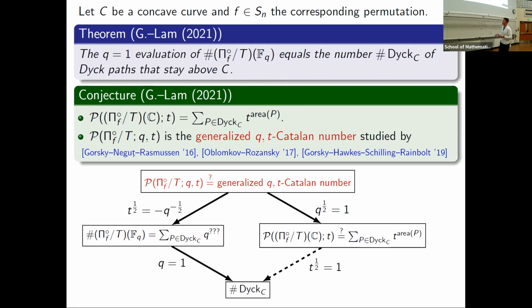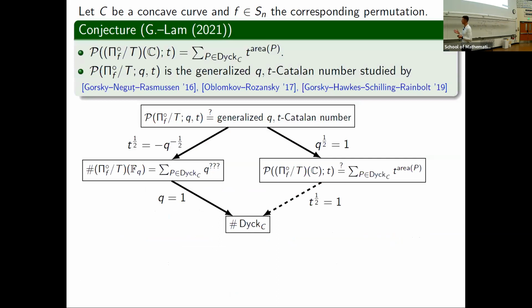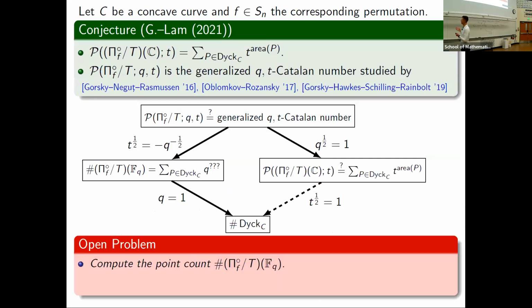So the open problems for you here are, first of all, the problem that's most accessible is just to compute the point count. So find a statistic on Q which explains this point count.